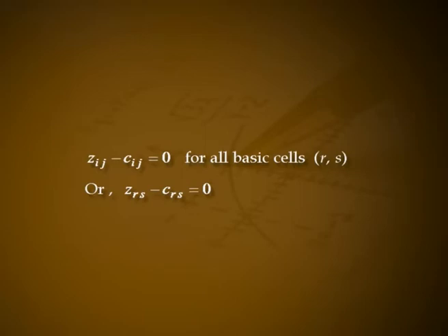Since the net evaluations must vanish for the basic variables, it follows that zij minus cij equal to 0 for all basic cells, or zrs minus crs equal to 0. Therefore, from 1 it follows that ur plus vs equal to crs for all basic cells rs. Except for the degeneracy case, there are m plus n minus 1 dual equations in m plus n dual unknowns for the m plus n minus 1 basic cells. We can assign an arbitrary value to one of these unknowns, ur or vs, and solve uniquely for the remaining m plus n minus 1 variables.